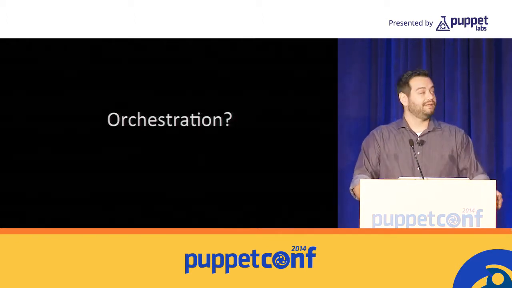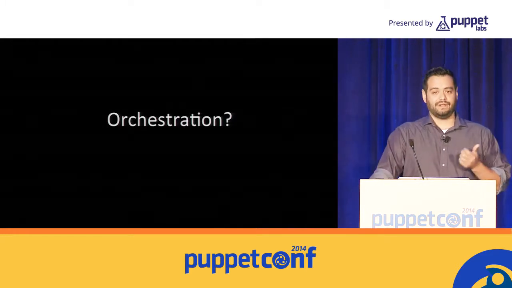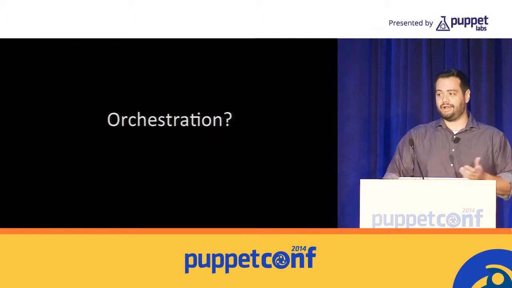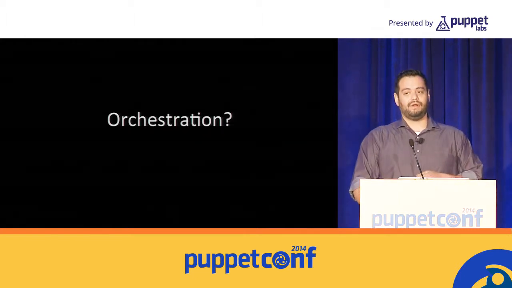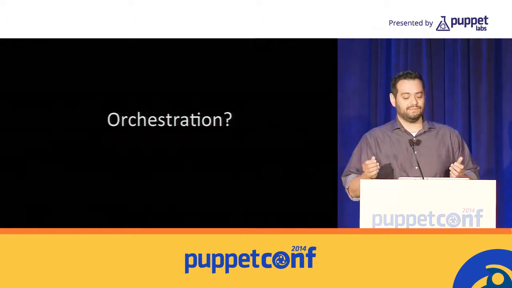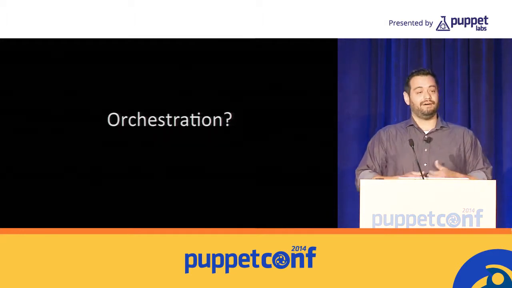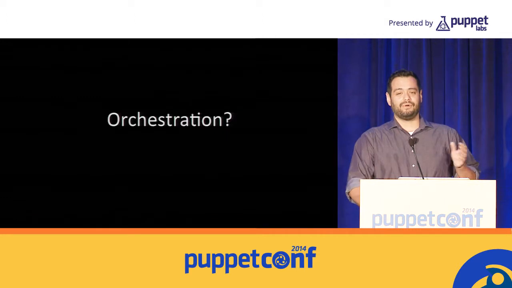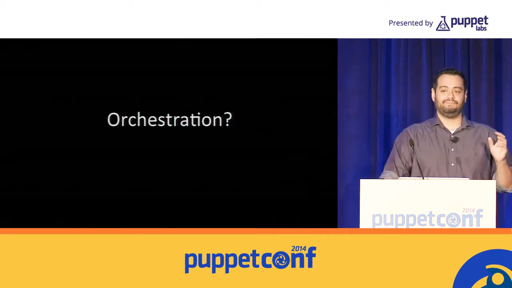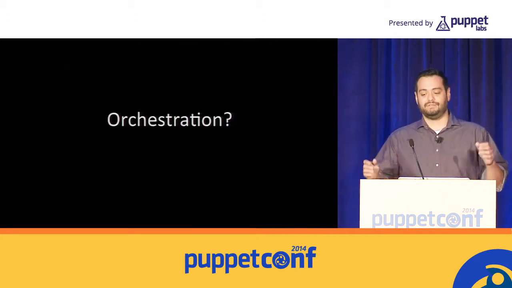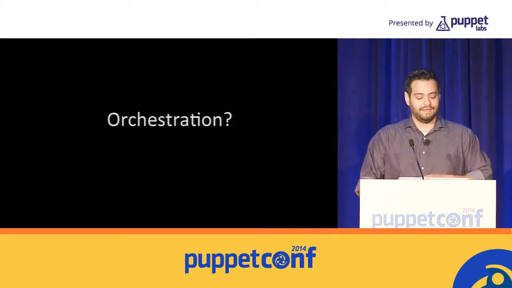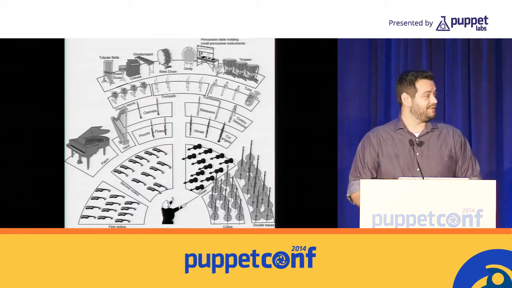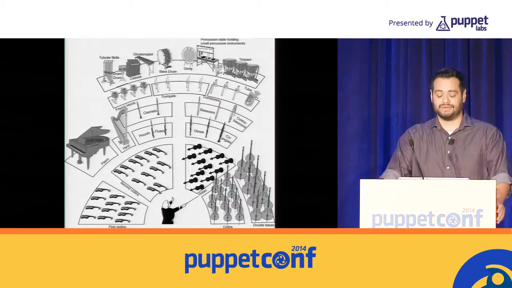Orchestration. That's one part of what I think MCollective is used for. Often it's used for ad hoc reporting on systems, or triage against lots of systems, or orchestration. And orchestration I think of as just the coordinated management of actions across lots of nodes, or just more than one node.